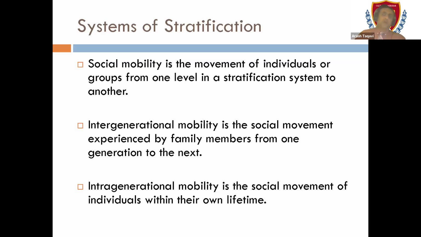Also, it is about 200 years, at least 200 years in America. Because of that, the question was, do you think slavery is still in the United States or not? And the answer was yes. Other modern types of slavery, feminist slavery or female slavery or racist slavery. It is not only, for example, slavery of Black people or slavery of other minorities. It is very hidden, but it is still in the United States. And intergenerational mobility is the social movement experienced by family members from one generation to the next.